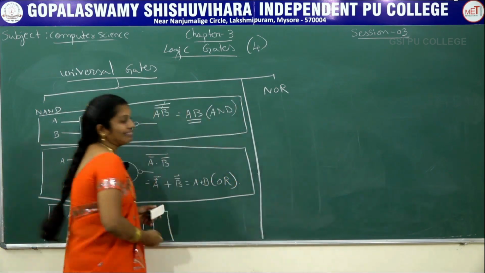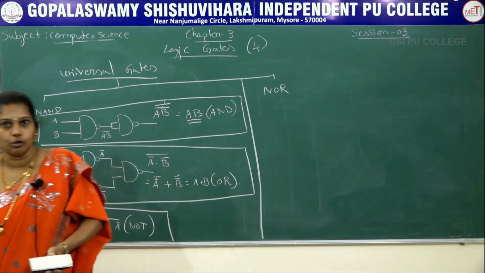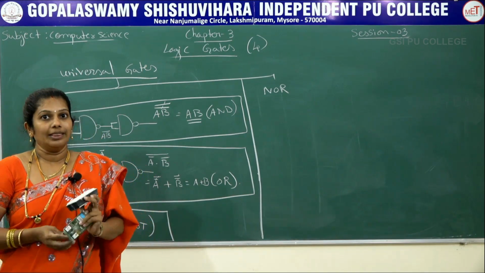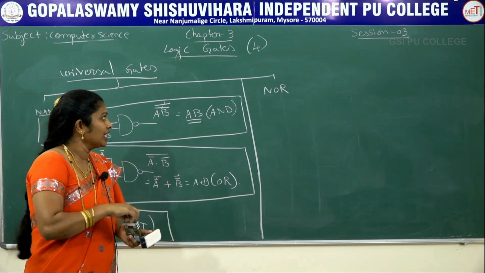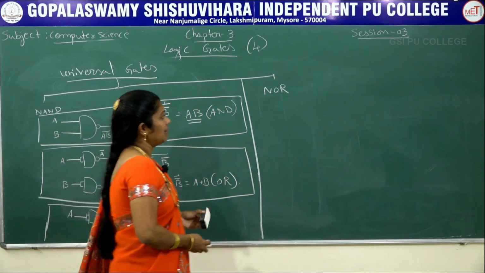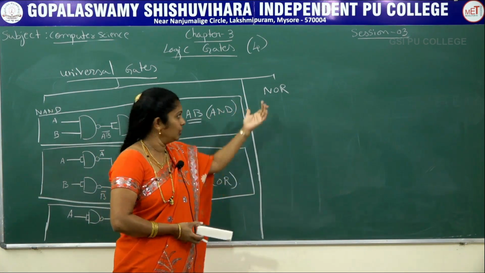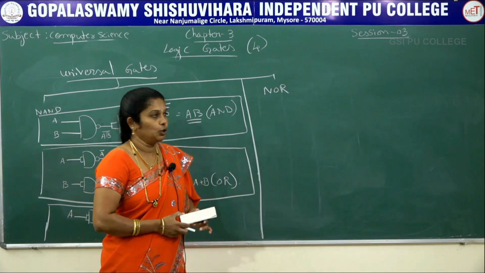How to prove NOR gate is universal gate? In the exam also they may ask, prove NAND gate is universal gate as well as NOR gate is universal gate. How to prove that? Same pattern. You have to write the symbol, then you have to prove AND or NOT. Then you can say that NOR gate is universal gate.